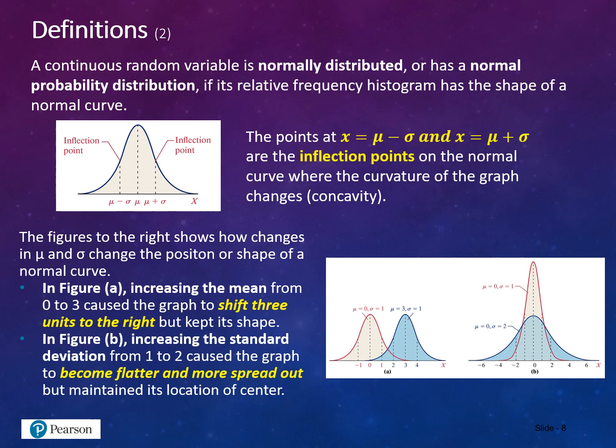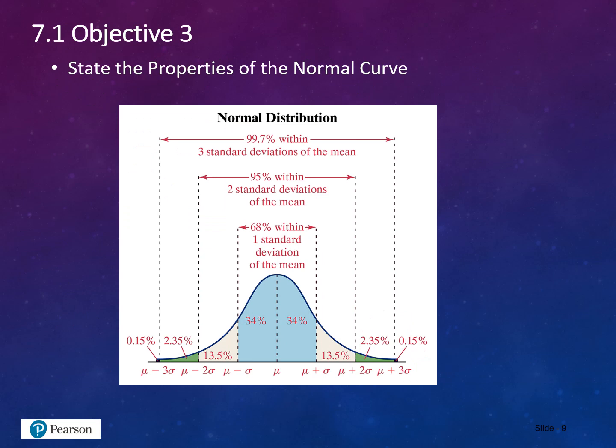And so it's going to become fatter or spread out. As you can see, the little blue graph there is further spread out. Why does it spread out? Because remember, it has to have the same area 1. Okay? State the properties of the normal curve.